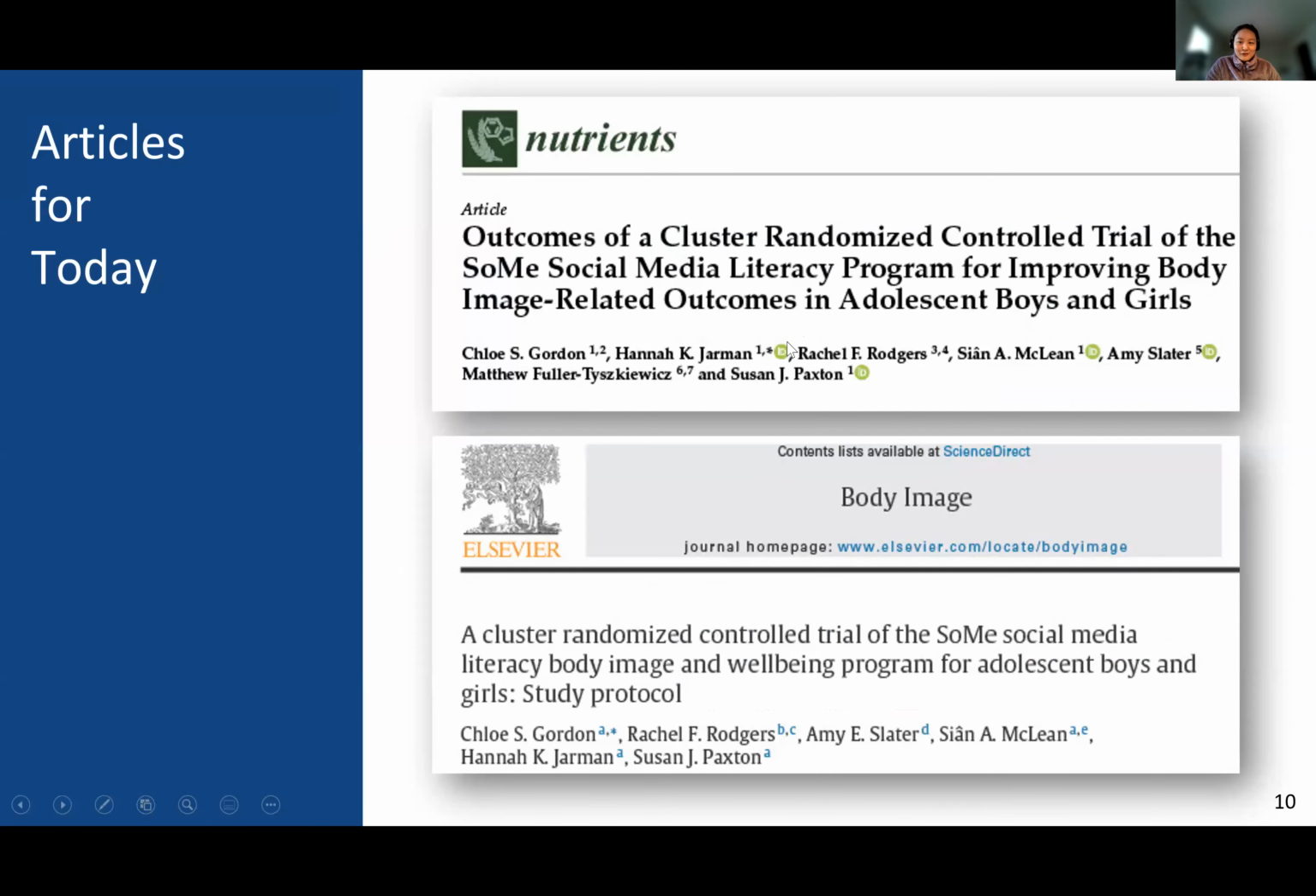Okay, so back to our article today. This is on the top here. It's the article we're going to talk about, and the bottom is also their study protocol that the authors provide that people can look into.